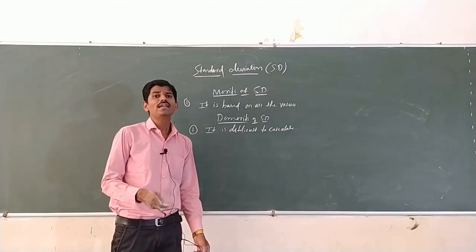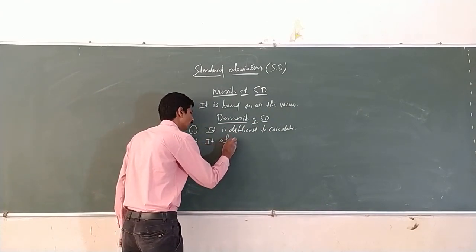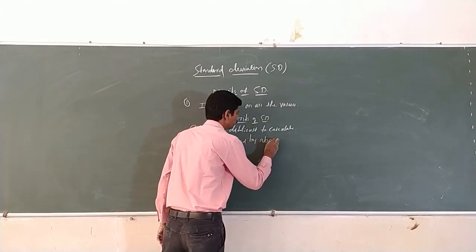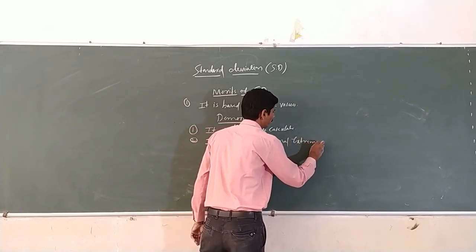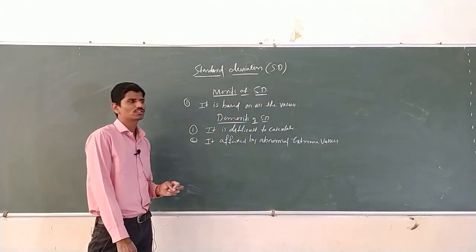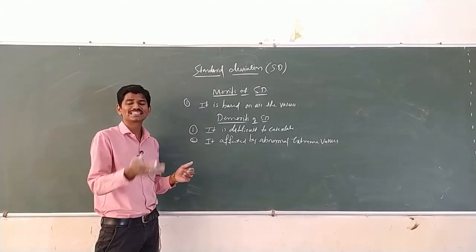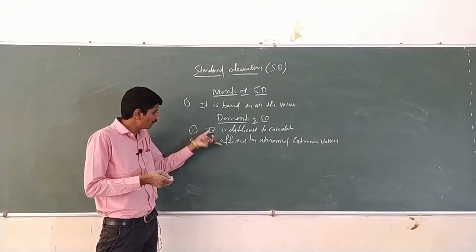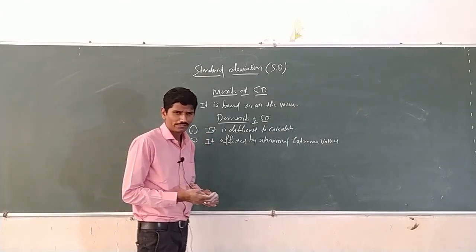Second, it is affected by abnormal extreme values. If the values are large, then it cannot be easily calculated. It is affected by abnormal extreme values. These are the demerits of standard deviation.